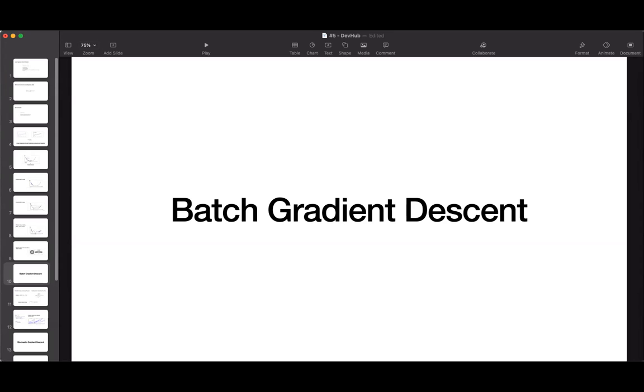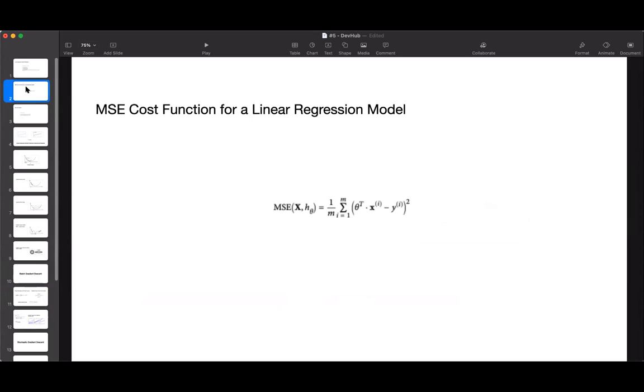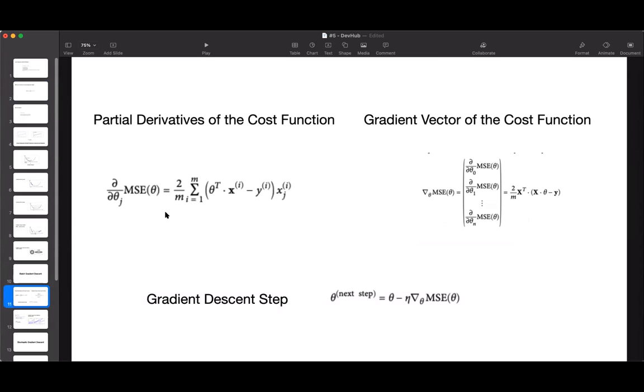Now you will see an equation. You don't need to go much deeper into that for now. Just know about the notations. So this is the partial derivative of the cost function, that MSE thing which we actually saw earlier. This was the actual equation, and the expression on the left side is actually the partial derivative of the cost function.